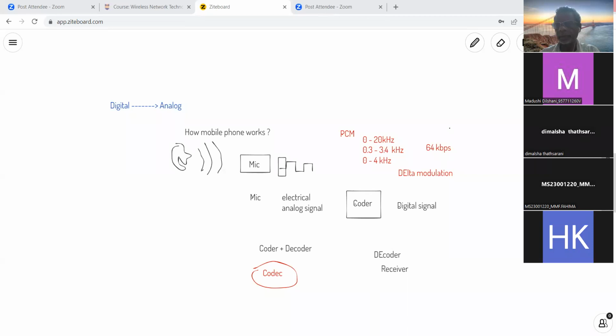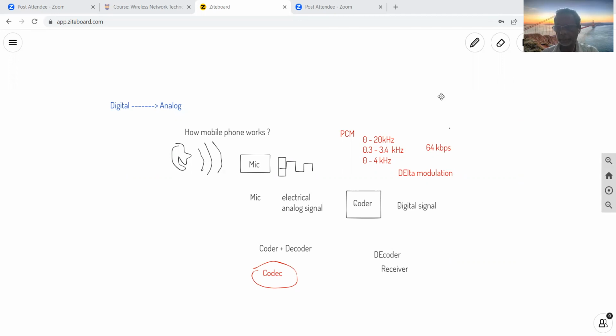How can you convert a digital signal to an analog signal? The method we use is called modulation. To convert this digital signal to an analog signal, we use a method called modulation. Okay.